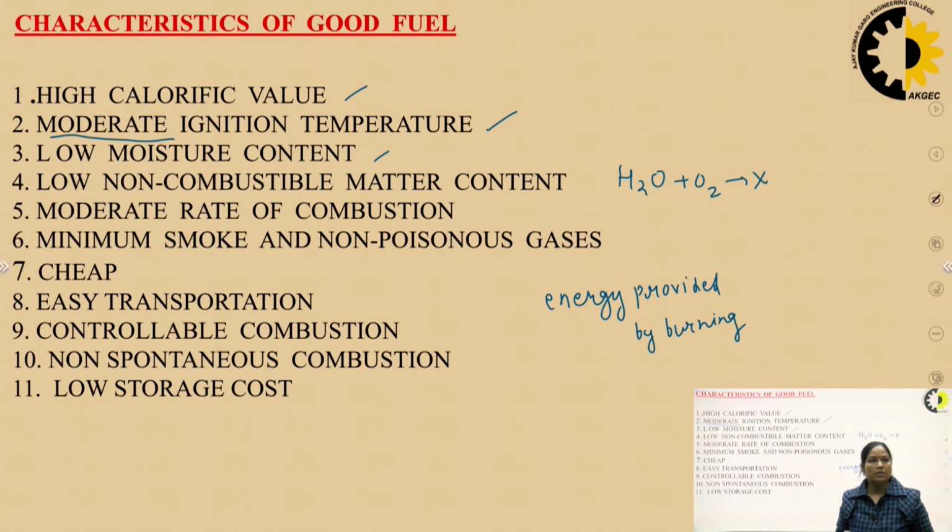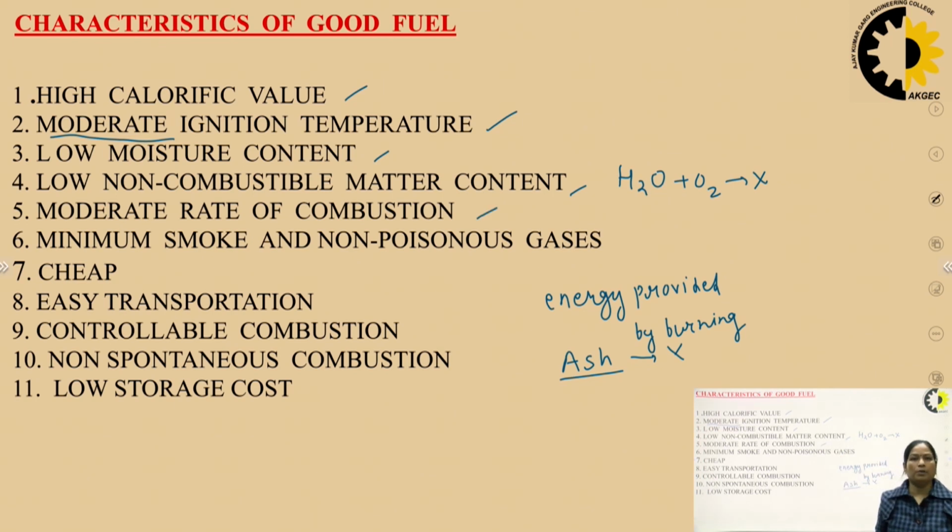Another important point is low non-combustible matter content. All material must be combustible in a fuel. For example, if the coal has ash in it, this ash is completely non-combustible in nature. So when we are burning the fuel, this ash is not going to show any combustion reaction and it is not going to provide any amount of energy. So the higher the amount of ash, the lower will be the efficiency of the fuel and the higher will be the weight of the fuel.